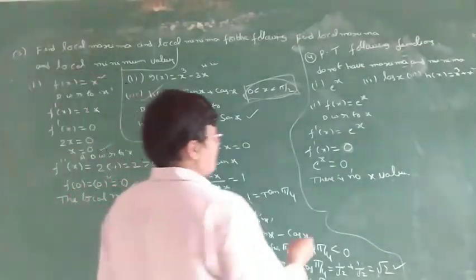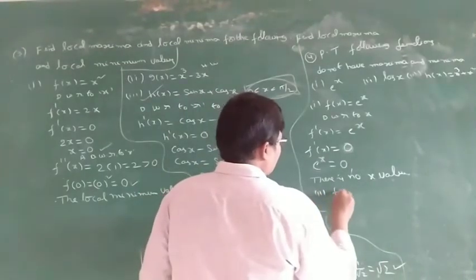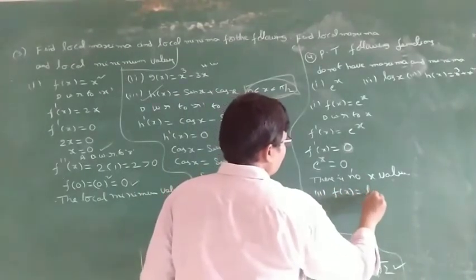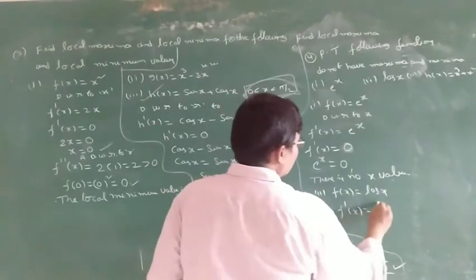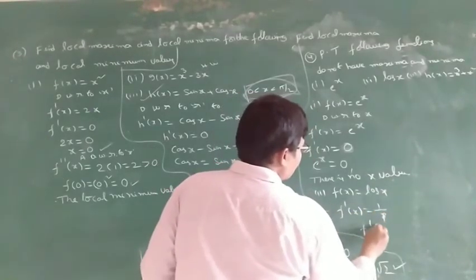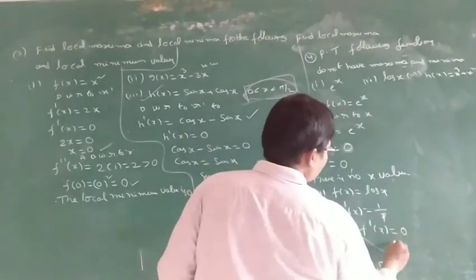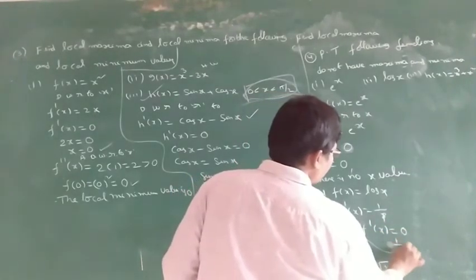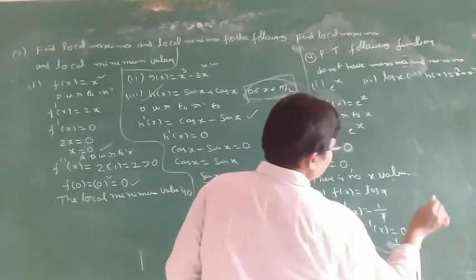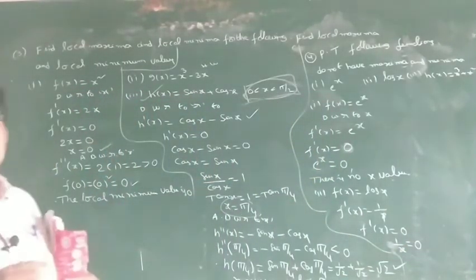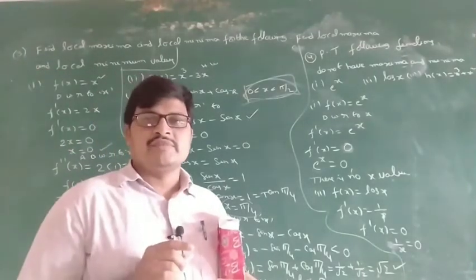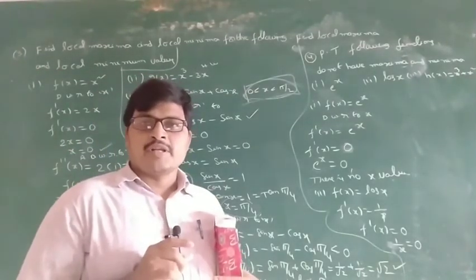Next, the second one: f of x is equal to log x. f dash of x is equal to 1 by x. Next, f dash of x is equal to 0. F dash of x is 0 means 1 by x is equal to 0. When will 1 by x be 0?